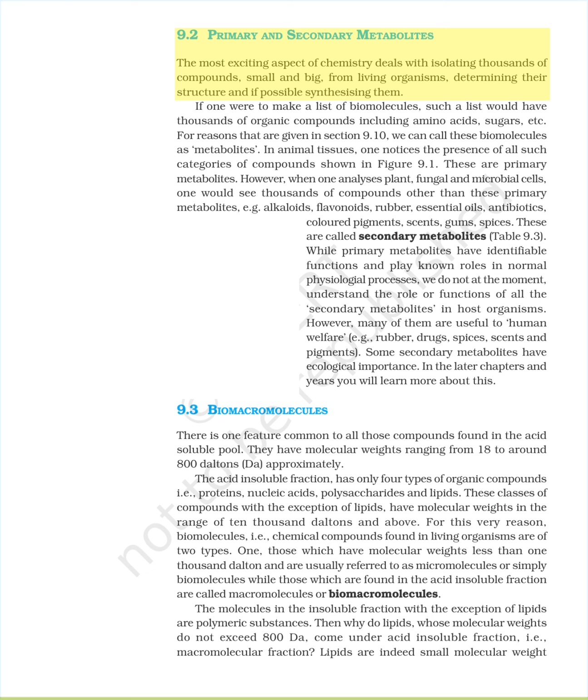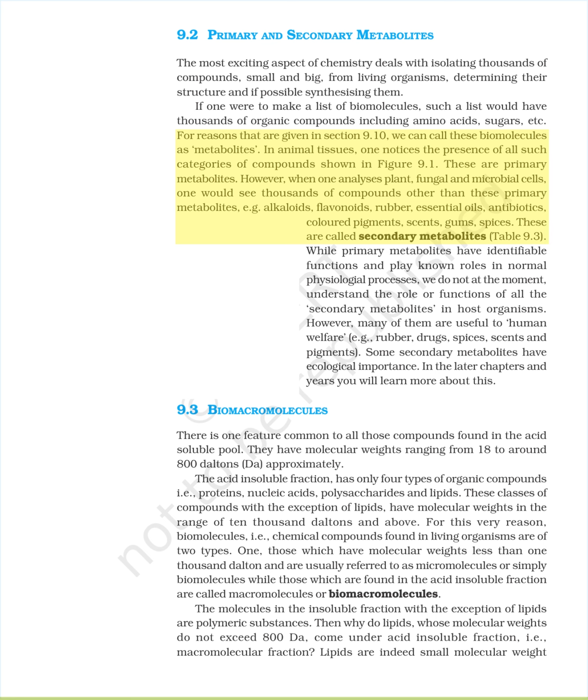9.2 Primary and secondary metabolites. The most exciting aspect of chemistry deals with isolating thousands of compounds, small and big, from living organisms, determining their structure and if possible synthesizing them. If one were to make a list of biomolecules, such a list would have thousands of organic compounds including amino acids, sugars, etc. For reasons that are given in section 9.10, we can call these biomolecules as metabolites. In animal tissues, one notices the presence of all such categories of compounds shown in Figure 9.1.